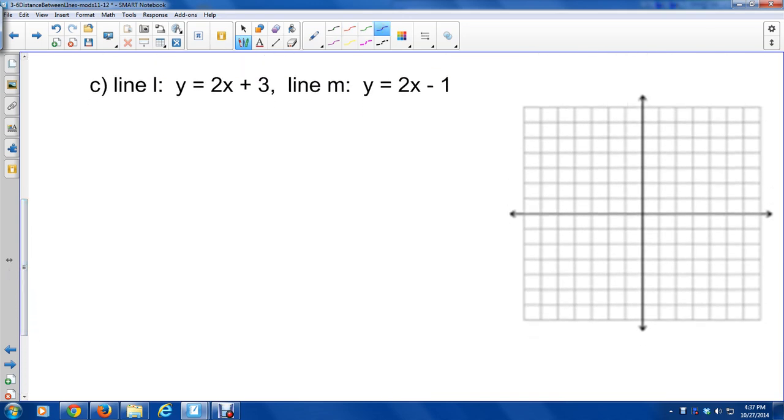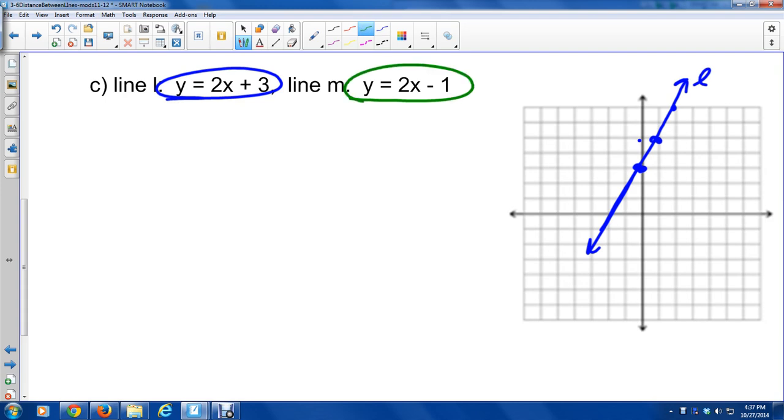Let's start by graphing. Okay, you should be familiar with graphing lines. They're already in y equals mx plus b form. So I'm going to plot my y-intercept and then walk my slope up 2 over 1, up 2 over 1, and I'm getting something like that. I'm freehanding a little bit here. That's okay. Graph doesn't have to be totally accurate. For line L, line M, I'm going to color code a little bit just so we can keep track of things. Line M, y equals 2x minus 1. Walk my slope a little bit, and that's line M.